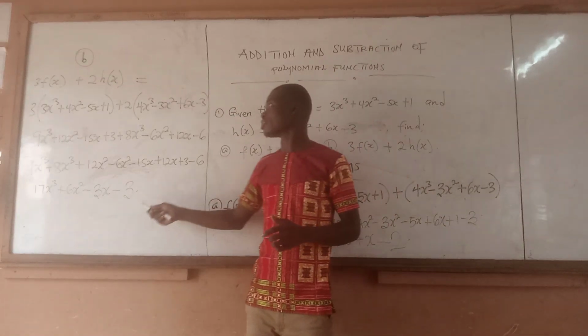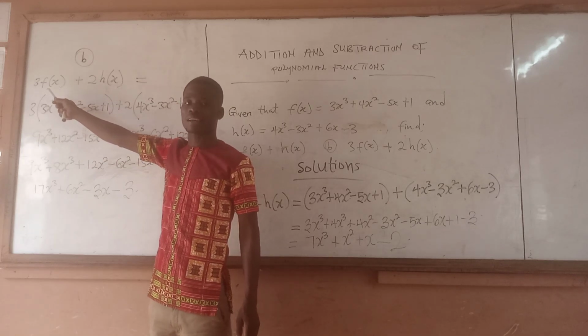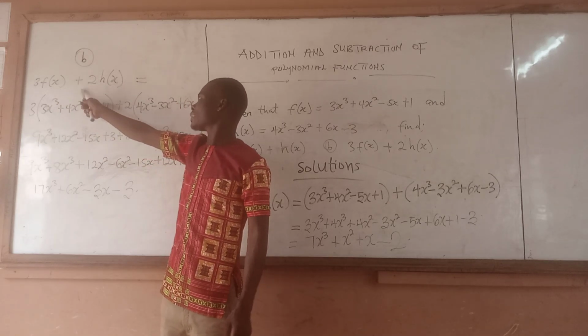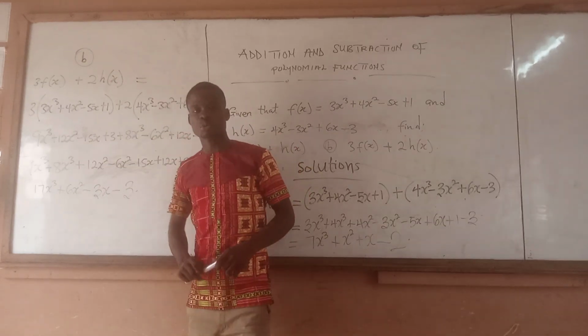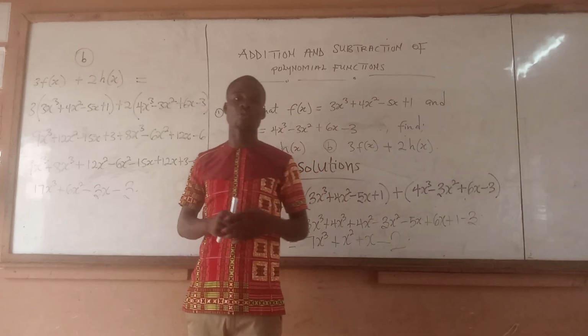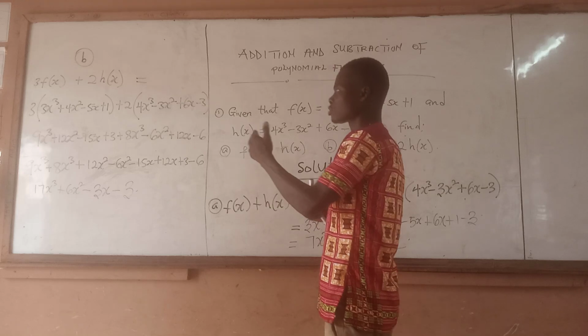So when you take your time to simplify 3 times function f of s plus 2 times function h of s, this is the answer you are going to get. And it is not anything difficult. So when you get an example like this one, you have to take your time.